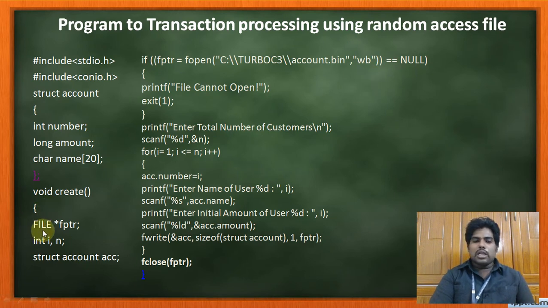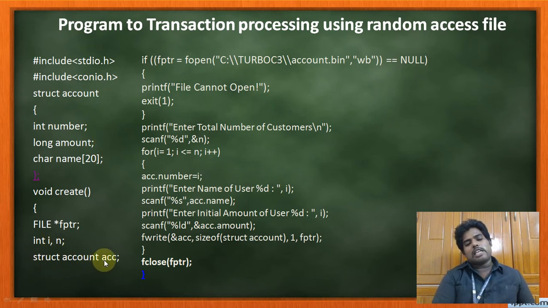So if you want to declare a file pointer, you have to use the predefined structure FILE in capital letters. Then fptr is the file pointer. For using the for loop and n number of account holders, I am using these two variables. Now you already created the structure here, but the structure variable is created here. Until then it is only a template, memory won't be assigned. Here only memory will be assigned.